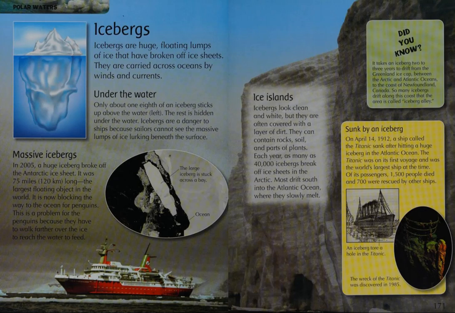Did you know? It takes an iceberg 2 to 3 years to drift from the Greenland ice cap, between the Arctic and Atlantic Oceans, to the coast of Newfoundland, Canada. So many icebergs drift along this coast that the area is called Iceberg Alley.